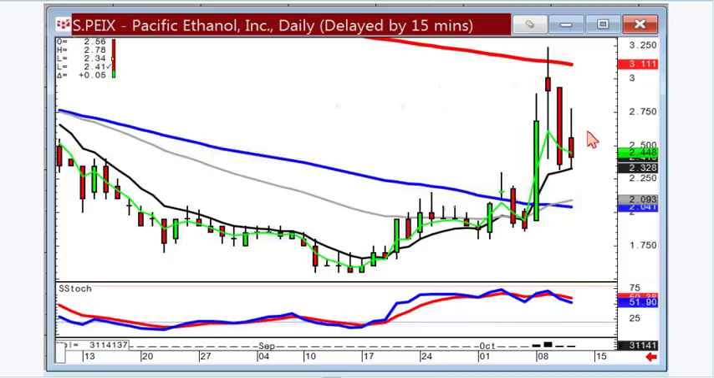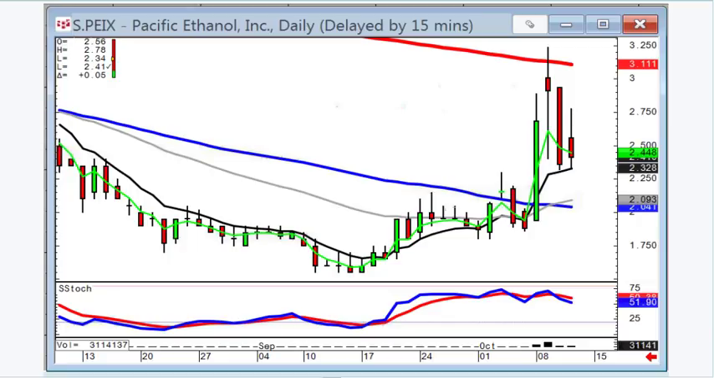Now, this is a huge evening star signal that failed up here. You can't short this because it's below $5, but yeah, there's nothing I would do with that. Hold on to your individual stock ones.